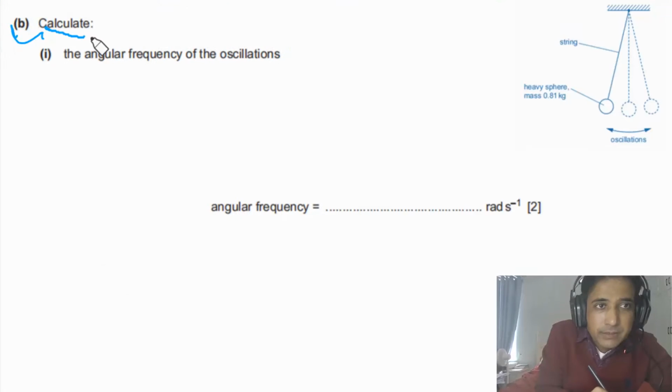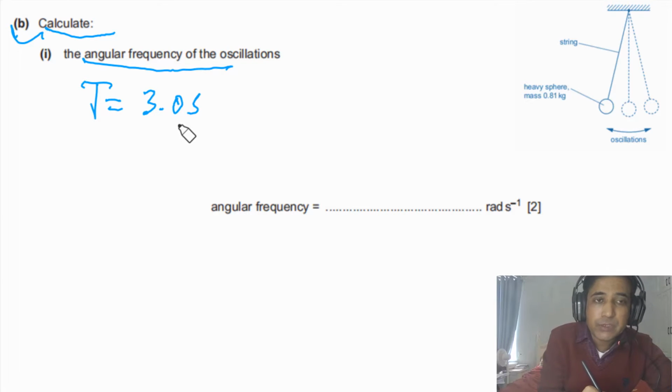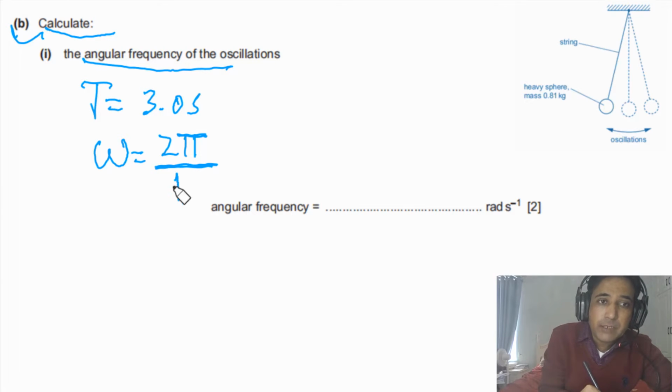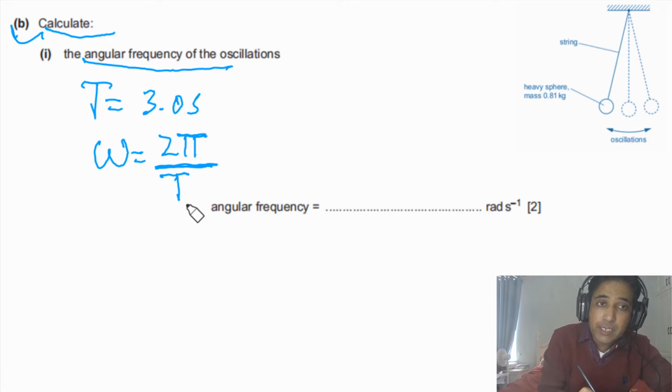Part B says calculate the angular frequency of oscillations. The time period is given to us and the value of time period is 3.0 seconds. We need to calculate angular frequency. Angular frequency is equal to 2 pi, the angular displacement, divided by time taken. So if this angular displacement is equal to 2 pi, this one has to be time period. If this is pi, this has to be T by 2.